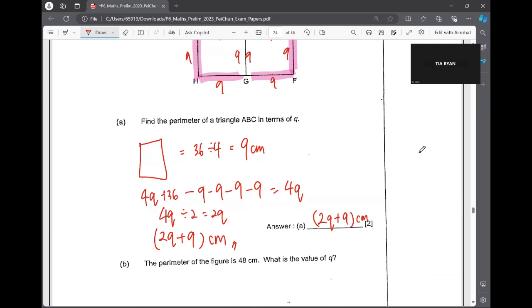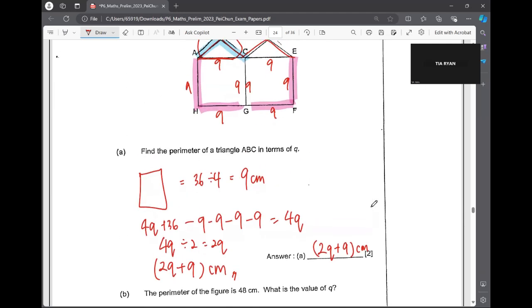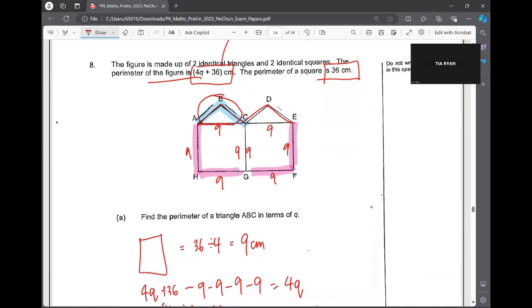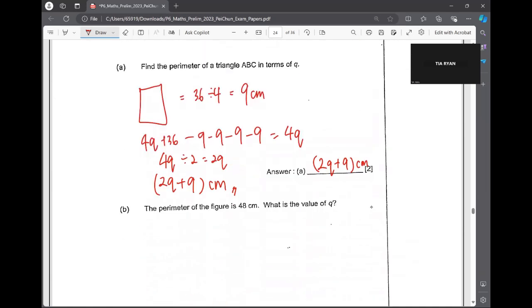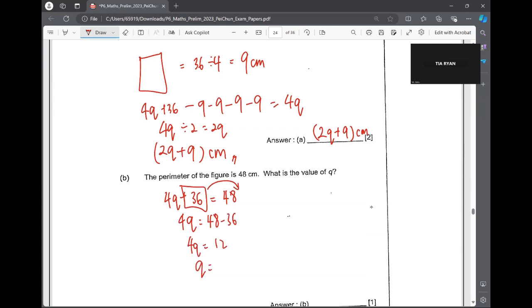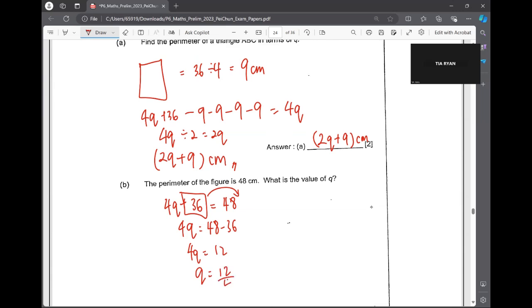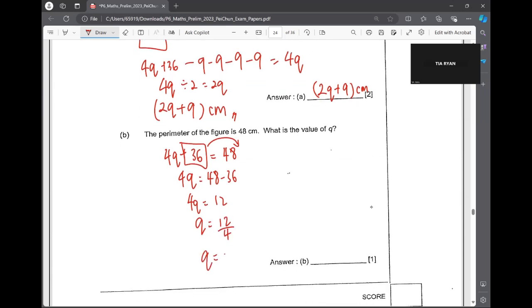The perimeter of the figure is 48 cm. If the perimeter of the figure is 48 cm, you can just compare this one over here. So 4q plus 36 gives you 48 in total. I just have to bring this over, which is 4q equals 48 minus 36. 4q equals 12, and q equals 12 over 4, which gives me an answer of 3. And that's my answer to this question.